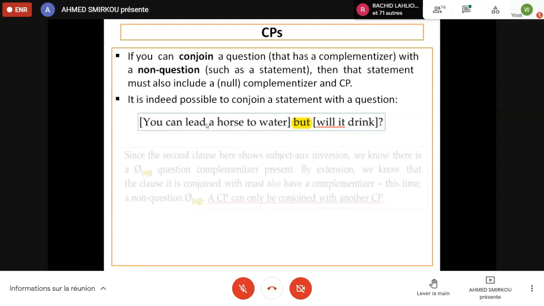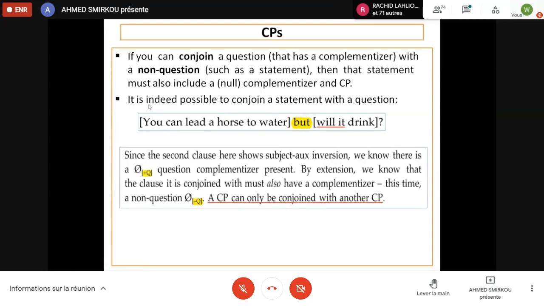Okay? So, further explanation. Since the second clause, will it drink, shows subject-aux inversion, we know there is a complementizer, but it is null. It's a question and there is a complementizer. By extension, we know that the clause it is conjoined with must also have a complementizer, this time a non-question. A CP can only be conjoined with another CP.